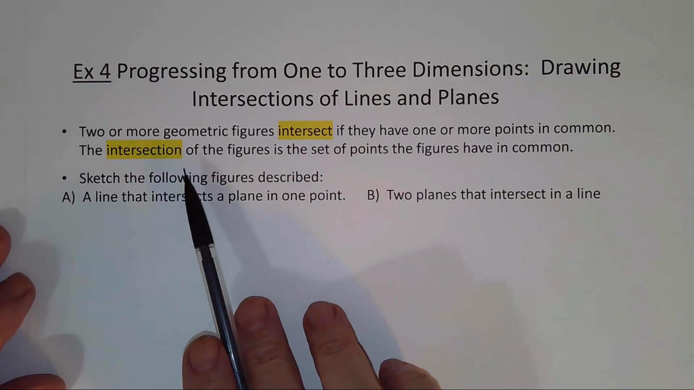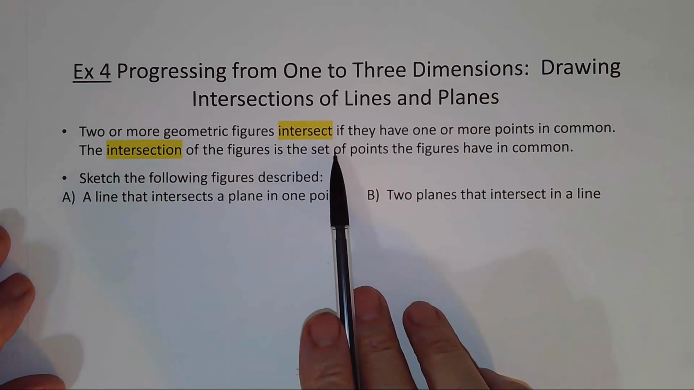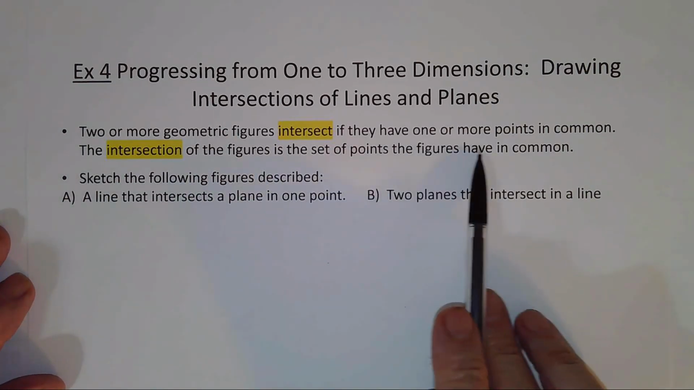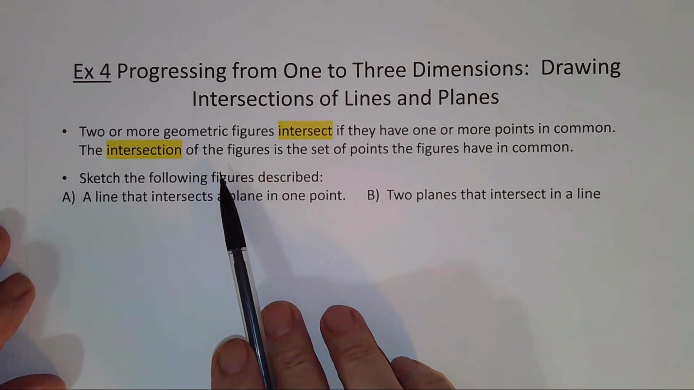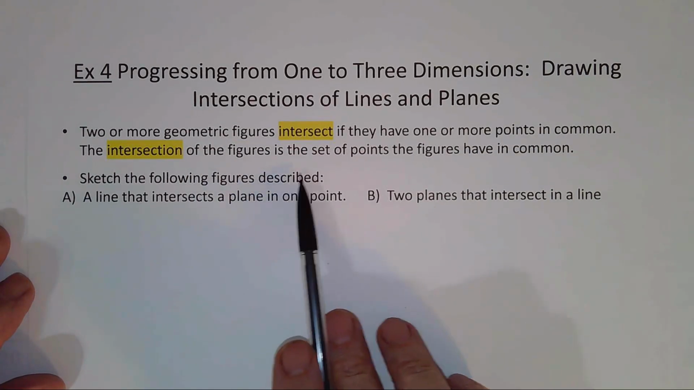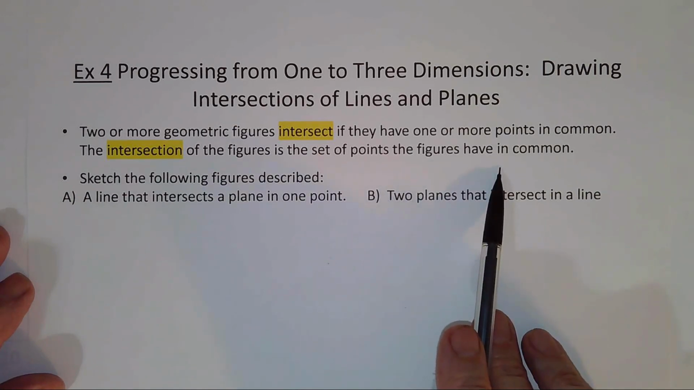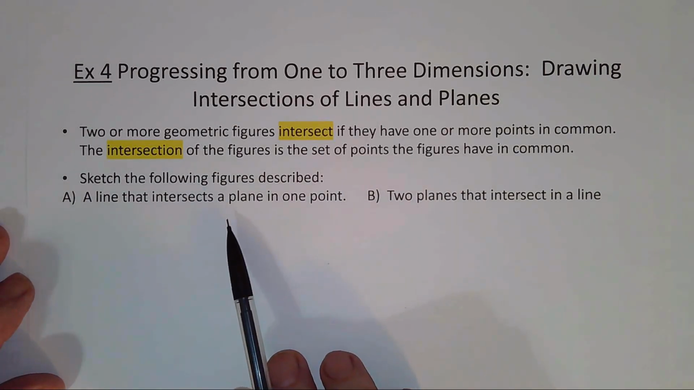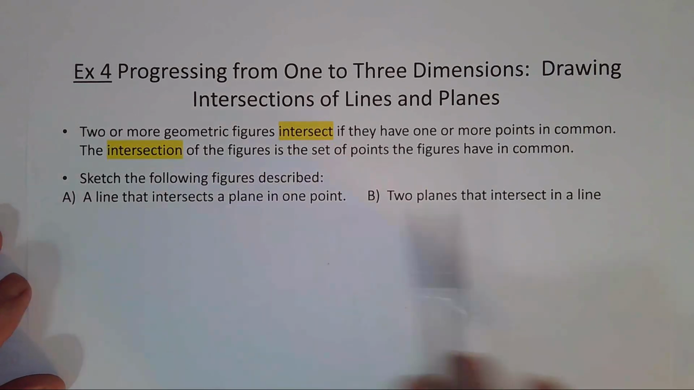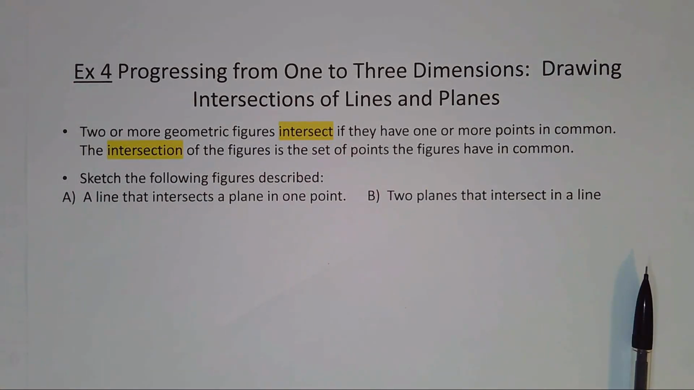So two or more geometric figures intersect if they have one or more points in common, okay? And the intersection of the figures is the set of points the figures have in common. All right? So we're going to sketch the following figure. So first of all, it's a line that intersects a plane in one point. Let me just see if I can get rid of this. Okay, so I'm going to have to do this in chunk number 2. I'm going to start.